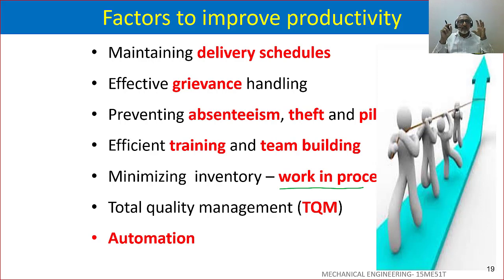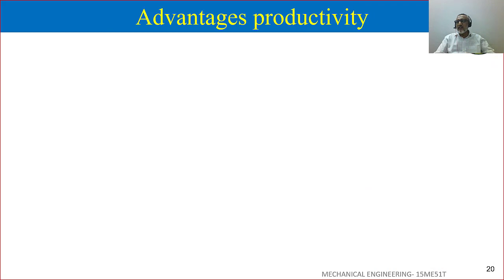Now manual work is slow, and when we automate, productivity increases. Now let's come to the advantages of productivity.